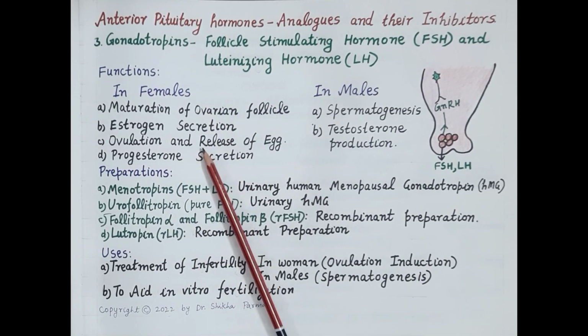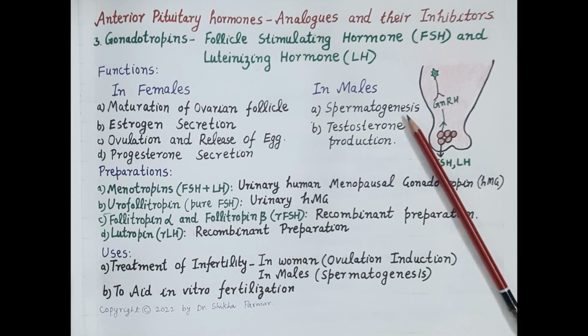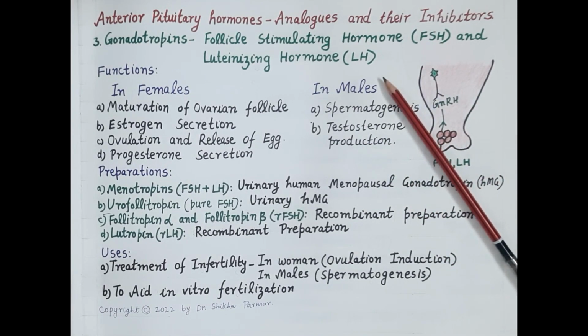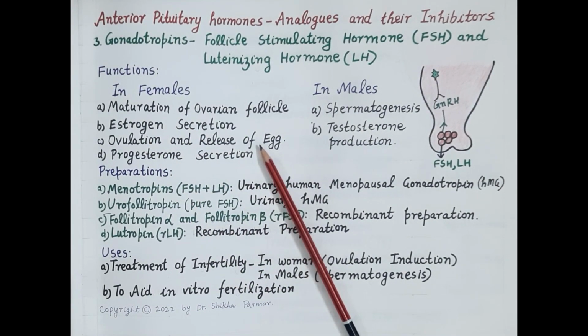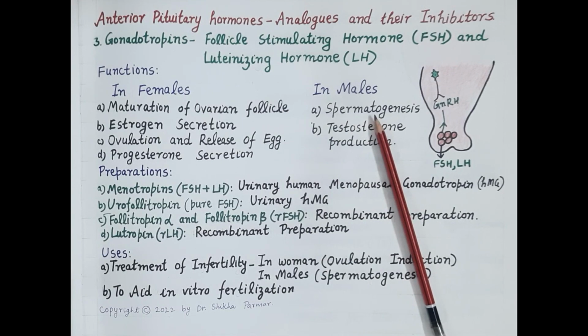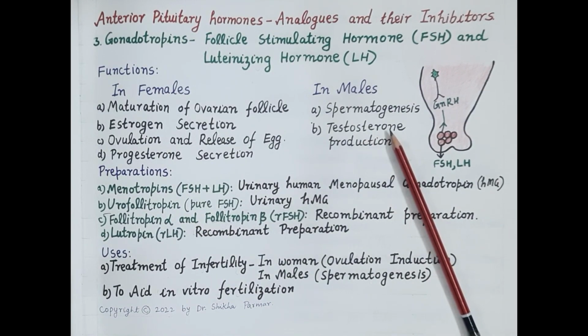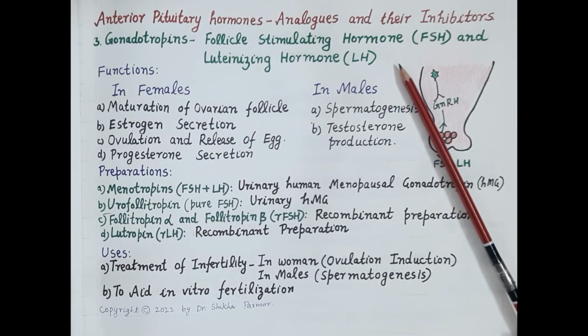Now, as in females, in males, follicle stimulating hormone induces spermatogenesis, that is, it is responsible for the production of sperms, while luteinizing hormone induces release of testosterone by the interstitial cells of the testes. Thus, FSH and LH are required for the development and release of the egg from the ovaries, production of sperms, and secretion of reproductive hormones, namely estrogen, progesterone, and testosterone. Reduced production of FSH and LH causes infertility.